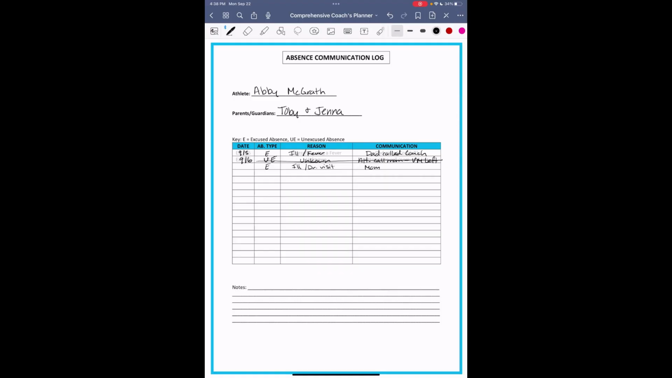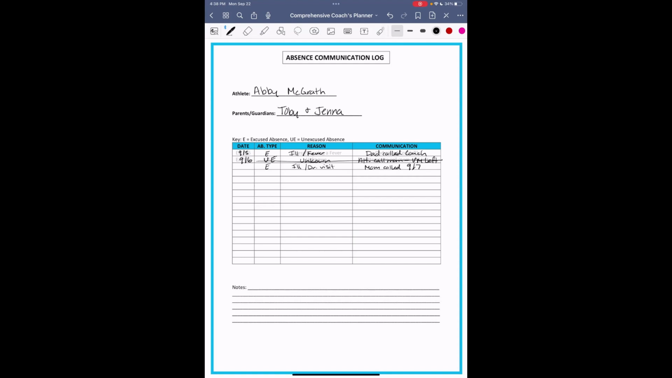We're going to do mom. We could do mom called on 9/7. Notes that the information was provided after practice time, but that because of the absence, it was excused. Depending on your policies, maybe that's an unexcused because there was no prior notification. But however your policies run and however this communication log serves you is how you can utilize it.